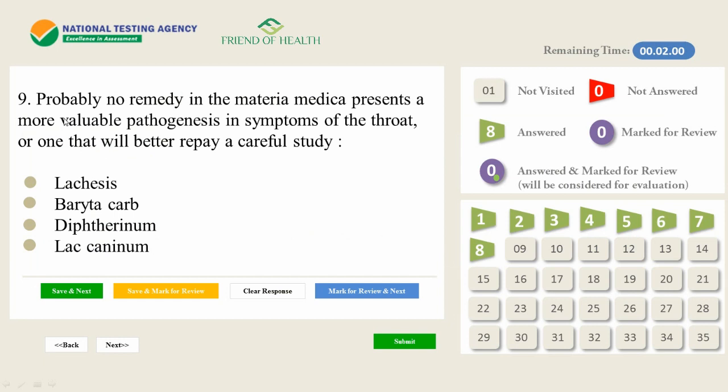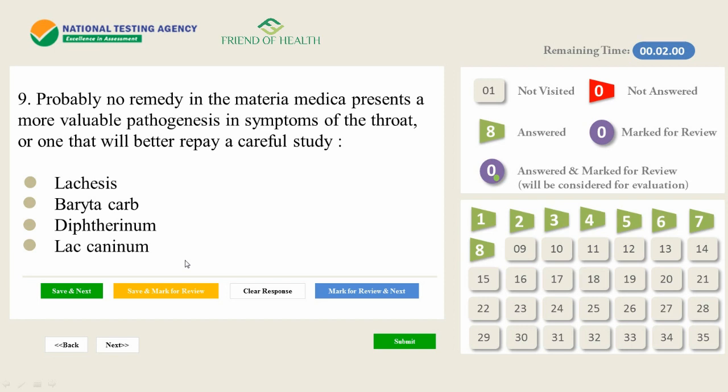The ninth question was, probably no remedy in the Materia Medica presents a more valuable pathogenesis in symptoms of the throat, or one that will better repay a careful study. Lachesis, baryta carb, diphtherinum, lac caninum. You cannot guess and write. If you have not read the remedy, you will just end up in a wrong guess, because all are close running options.